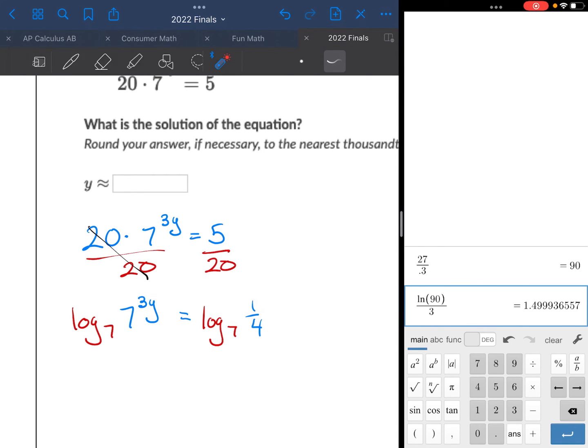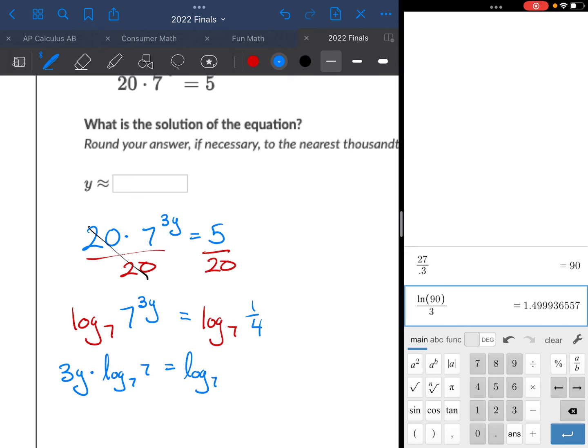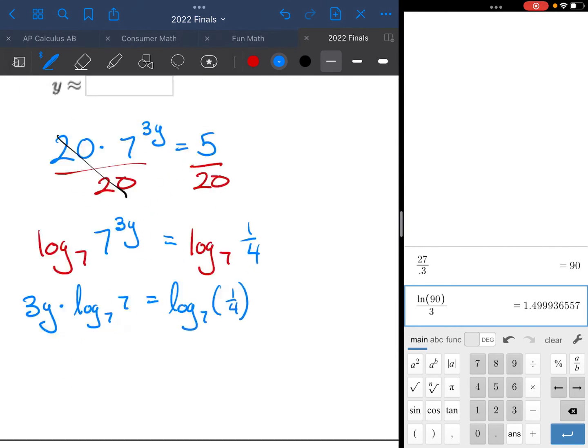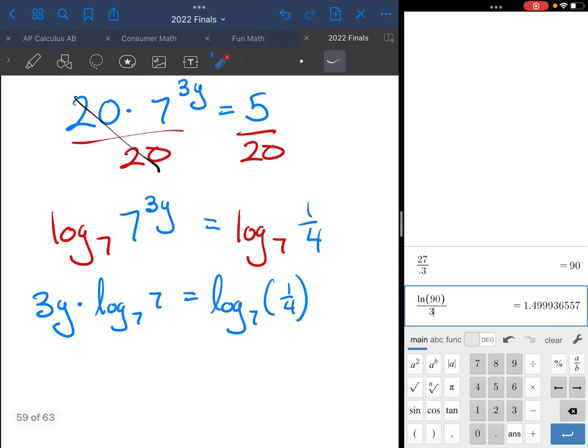So now I'm going to come back over here and rewrite my problem as 3y times log base 7 of 7 is equal to log base 7 of 1/4. Cool. And again, you want to be thinking of a log function as what power does 7 need to be raised to get to 7? Well, 7 to the power of 1 gives you 7, which means this whole term here evaluates to 1.